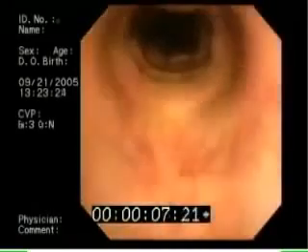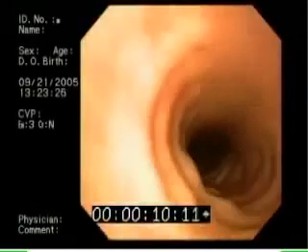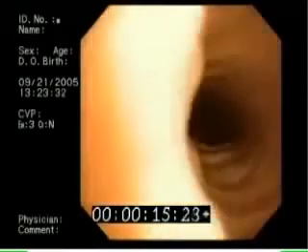In summary, awake fiberoptic intubation can be rapidly achieved with good topical anesthesia. Fiberoptic intubation is an invaluable alternate technique in the management of the difficult airway. It should be mastered by all airway practitioners.